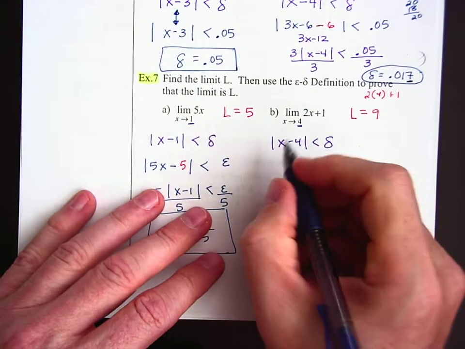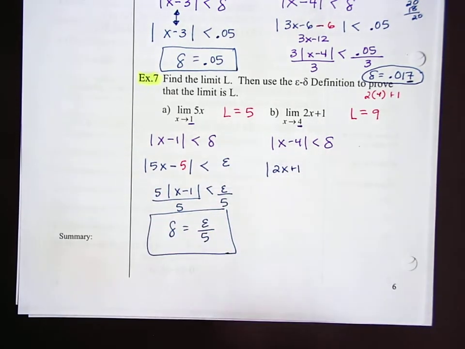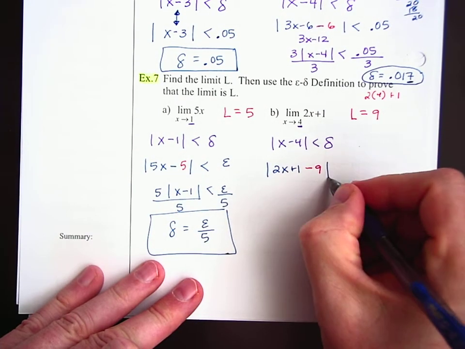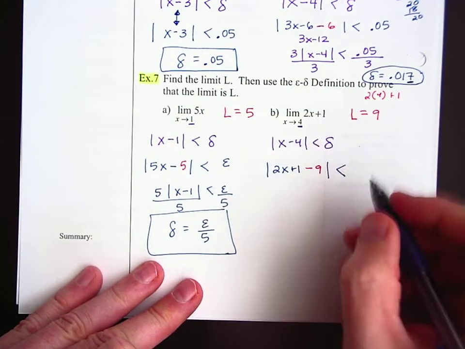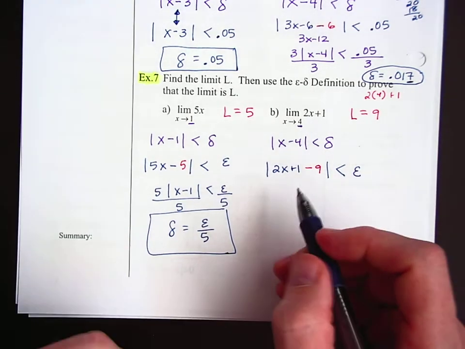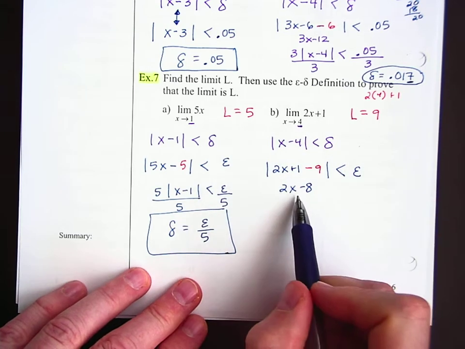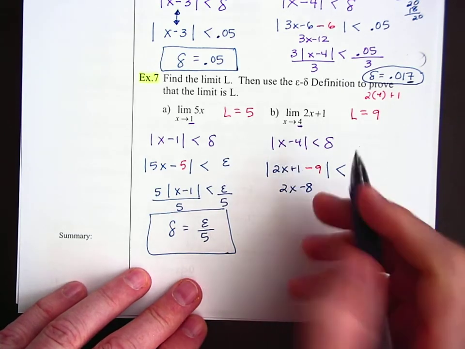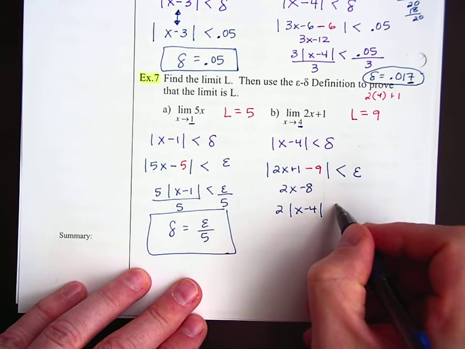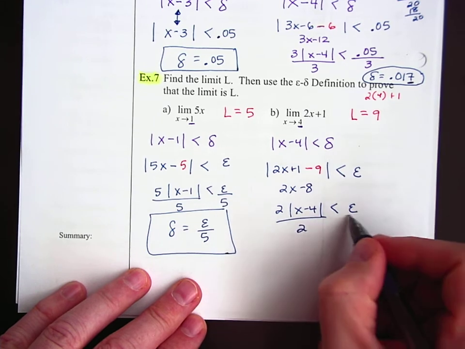Pause, do the next step, and that's going to be the function minus the limit. And because there's no decimal up there, this is going to be epsilon. So we're going to get 2x minus 8. Remember, we want to match it to this. We're going to factor out a 2. That's going to be x minus 4. And that's epsilon. And divide by 2 so they match.